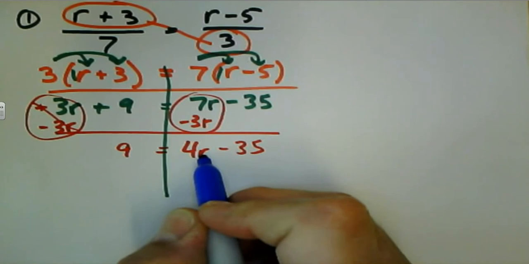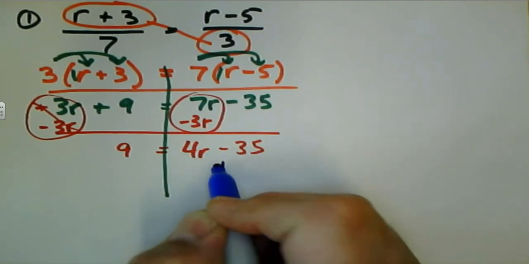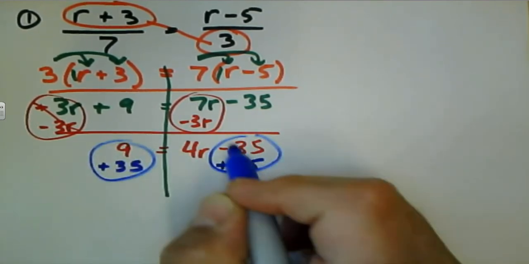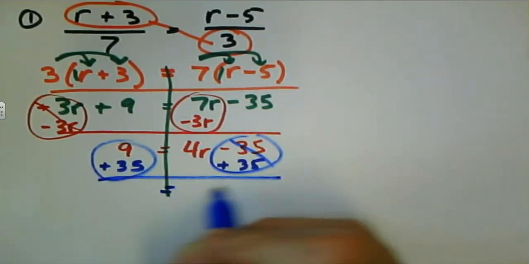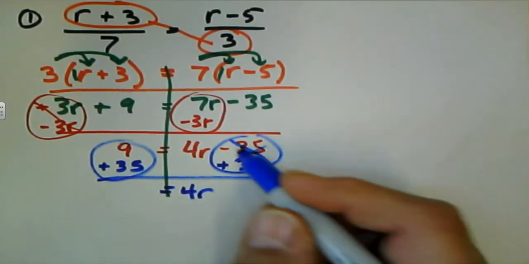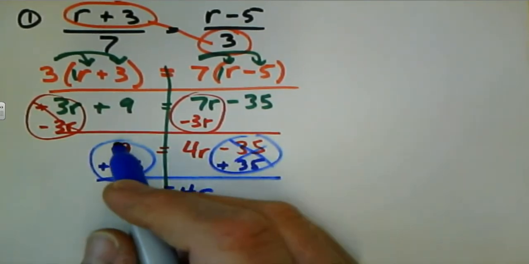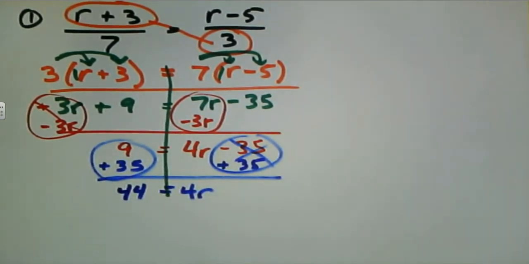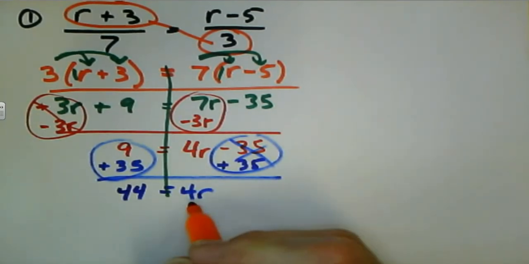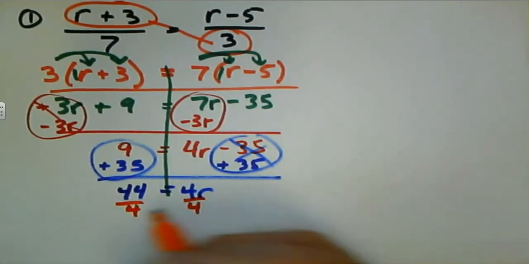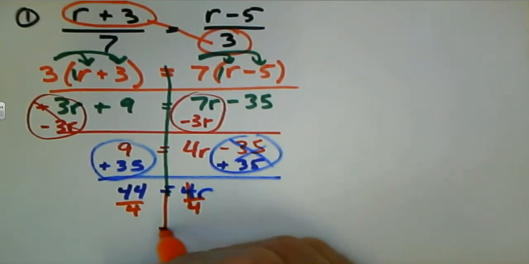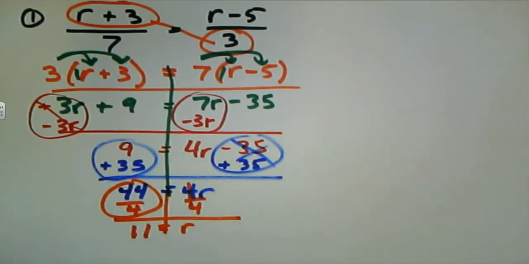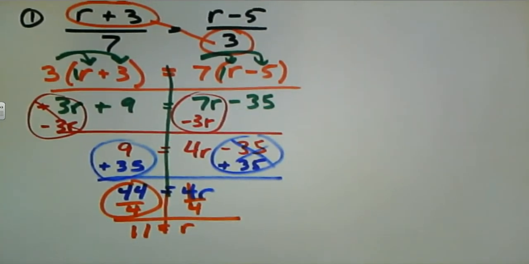There is something added or subtracted to the variable. That's that minus 35, so we're going to add 35 to both sides of the equation. We're left with 4r on that side because 35 and negative 35 are 0. 9 plus 35 is 44. Our last thing to do, divide. We're left with r, and 44 divided by 4 is just 11, and there comes our answer.